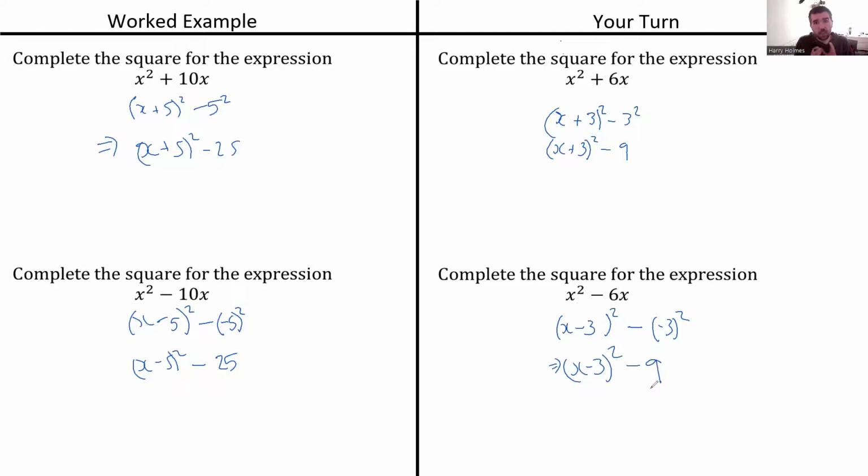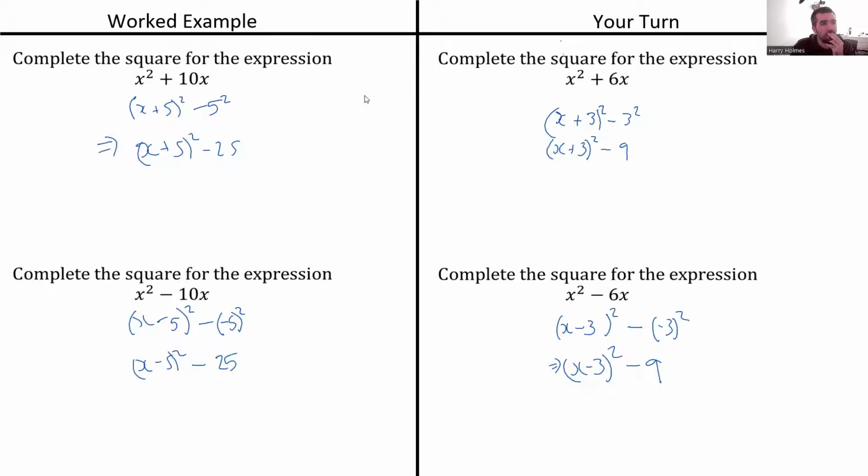And this is it, folks. This is it. It is half the coefficient of x in the bracket, and then you take that away squared every time, every question. Hit pause, try the task that's on the next page. Wait to press pause though, because you're going to need to see it.